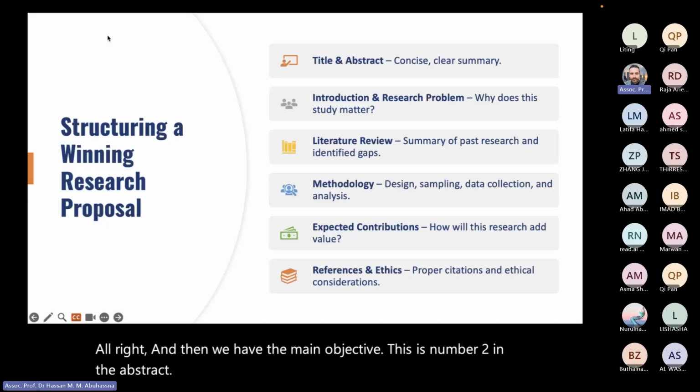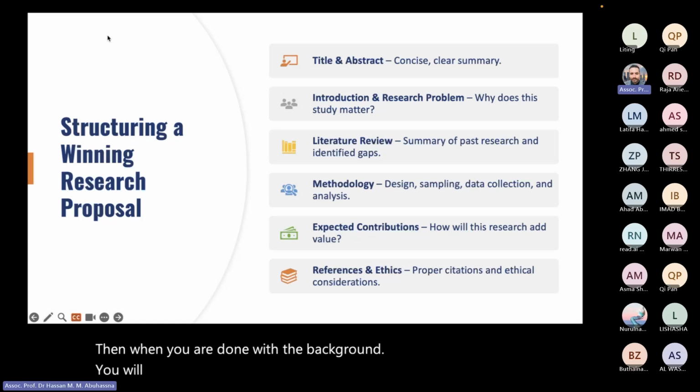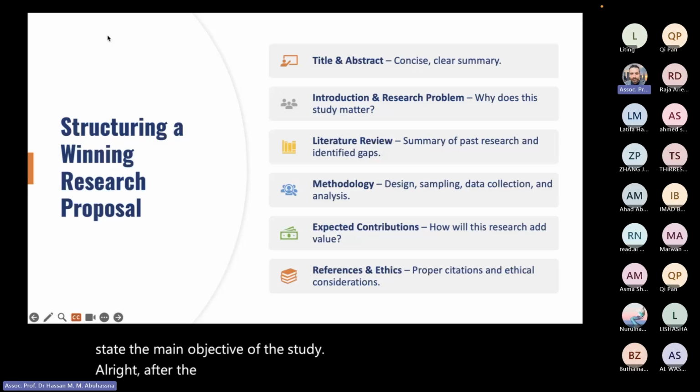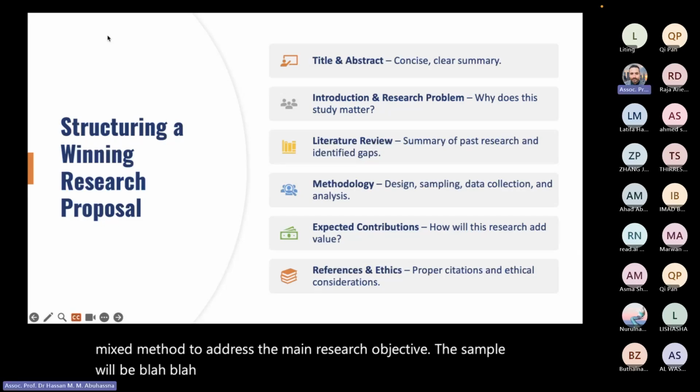Then, when you are done with the background, you will directly state that this study aims to, and then you will state the main objective of the study. Right? After the objective, how are you going to achieve this objective? Through the methodology. So this study applied a quantitative approach or qualitative or a mixed method to address the main research objective. The sample will be blah, blah, blah. Okay, the research design is blah, blah, blah, and so on.